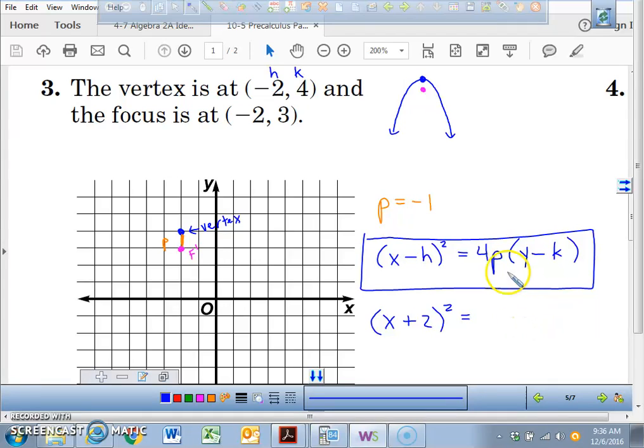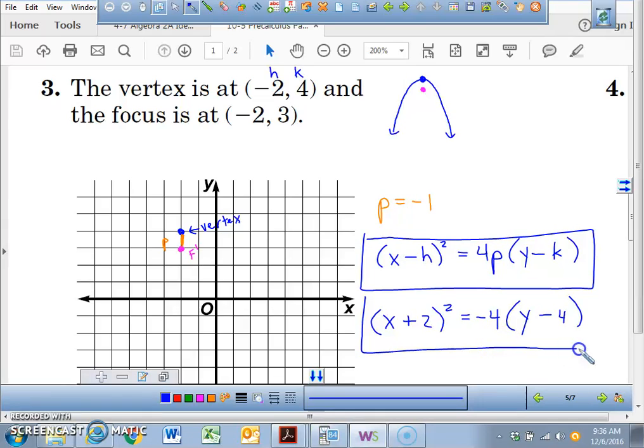What did I say our p value was equal to? -1. So 4 times -1 gets me a -4. All right. We're going to say y minus the k value. Our k value is 4. I put a 4 right there. There's my final equation right there.